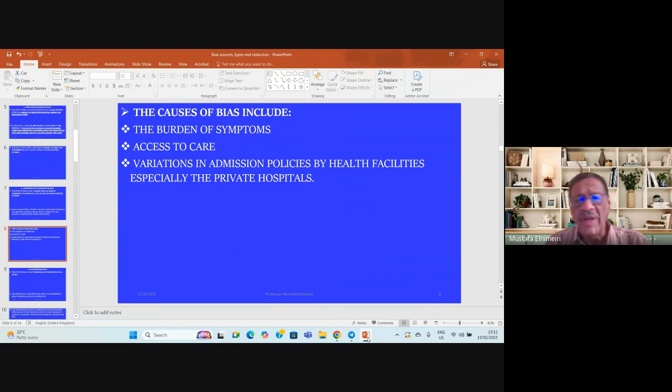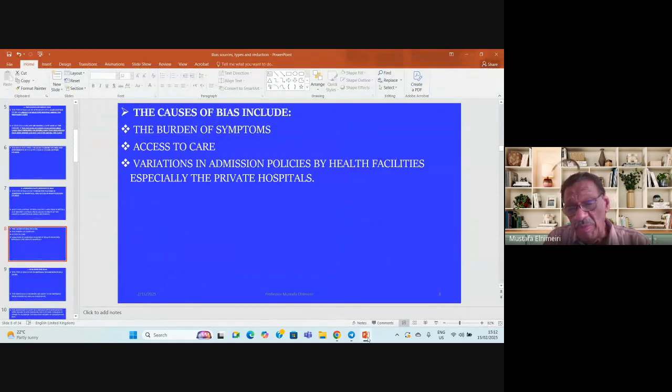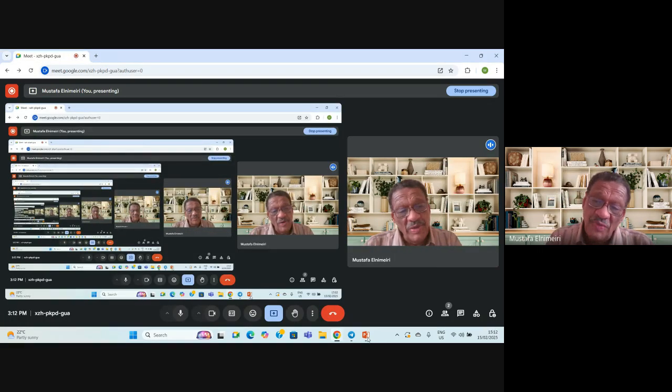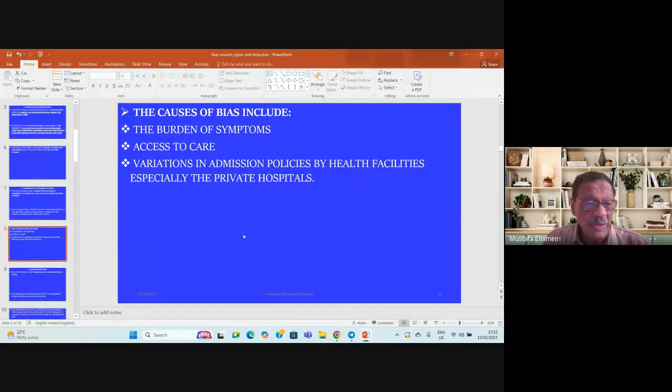And also there are variations in admission policies and practices in different health facilities, especially in the private hospitals, where the practices are different from, for example, the public hospitals. And so this will result in what we call Berkson's bias.